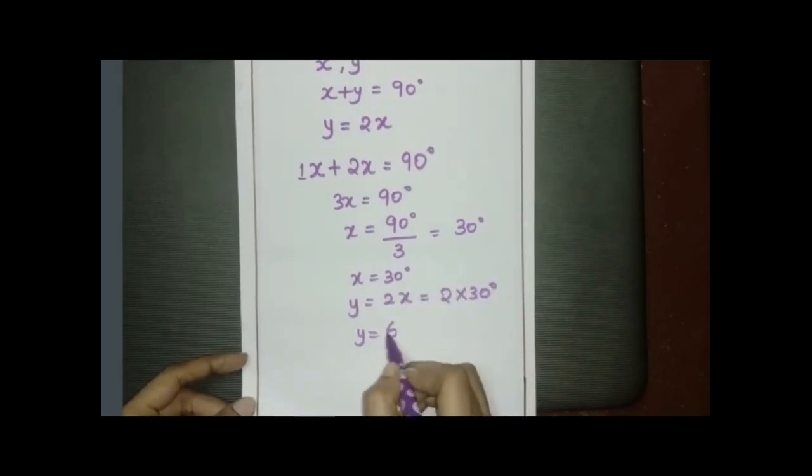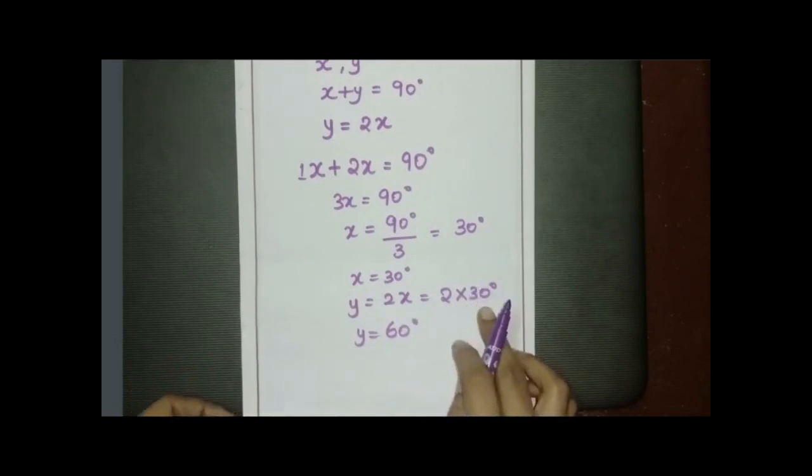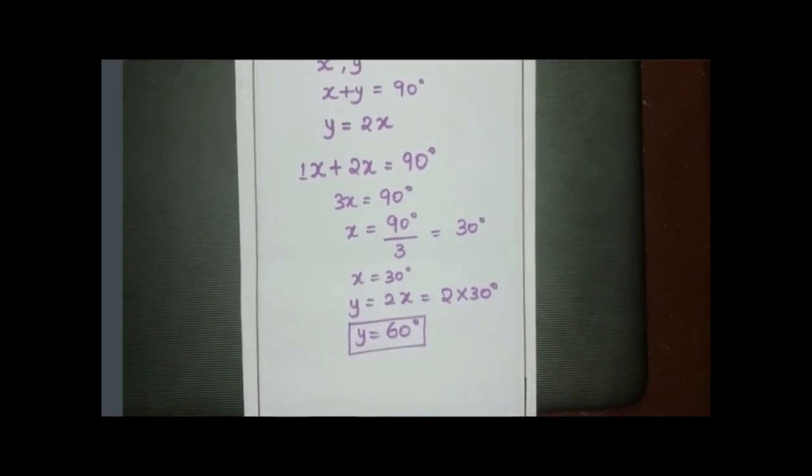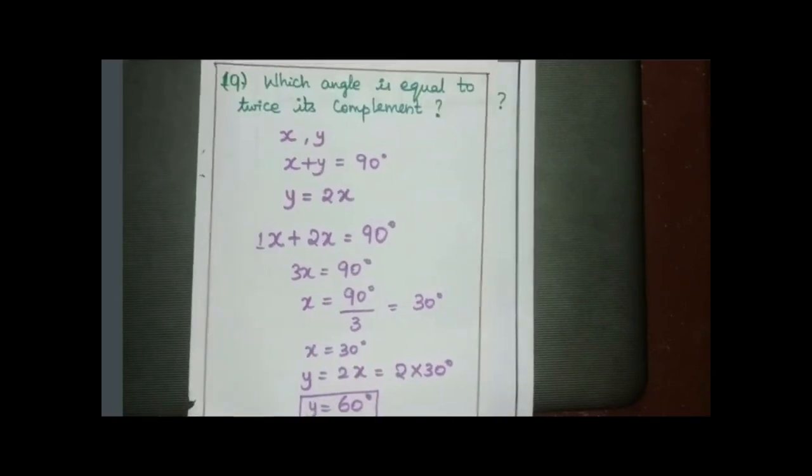So the answer is 2 3s are 6. So the answer is 60 degree. So this is the answer. Next problem.